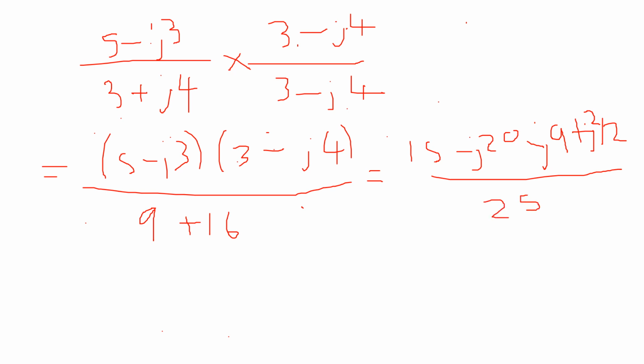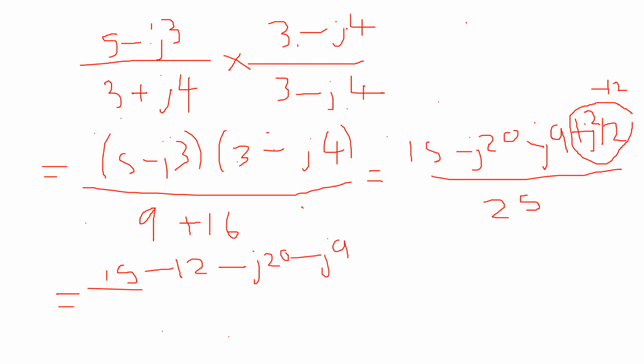Okay, so when you simplify here, remember this j squared with a positive coefficient just changes, it's going to be negative 12. So at the top here, we're going to have 15 minus 12 minus j20 minus j9, all divided by 25. And then 15 minus 12 is going to be 3. And then negative 20 minus 9 is going to be negative 29. It's going to be negative j29, and then it's all divided by 25.